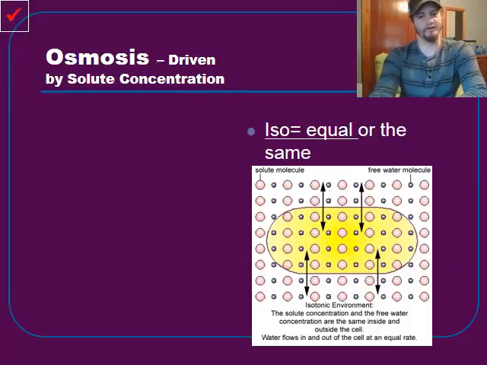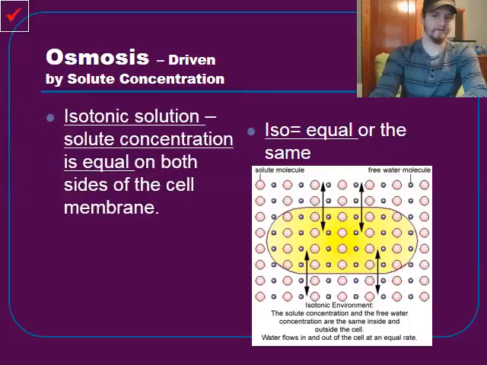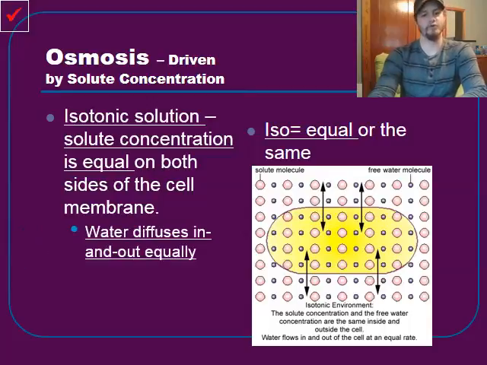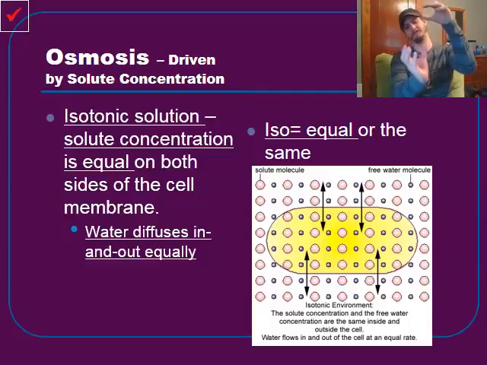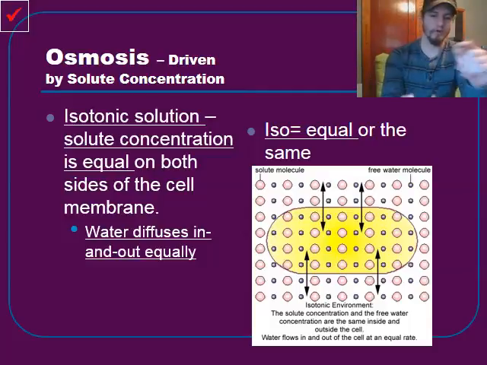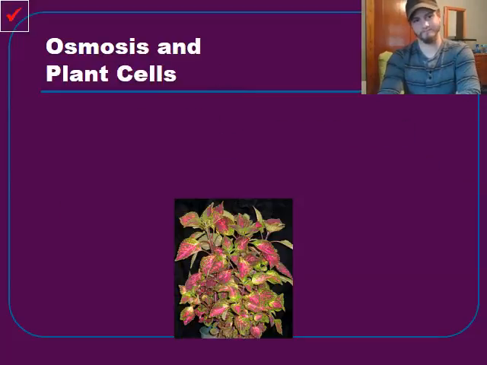The final one that we're going to talk about is isotonic. In an isotonic solution, the solute concentration is equal on both sides of the membrane. So water diffuses in and out equally. So we have a balance on both sides. Now this doesn't mean that they just stand still. That means that water is going in and out of the cell at an equal ratio, so the cell stays about the same size. No worries. Iso, once again, means equal.